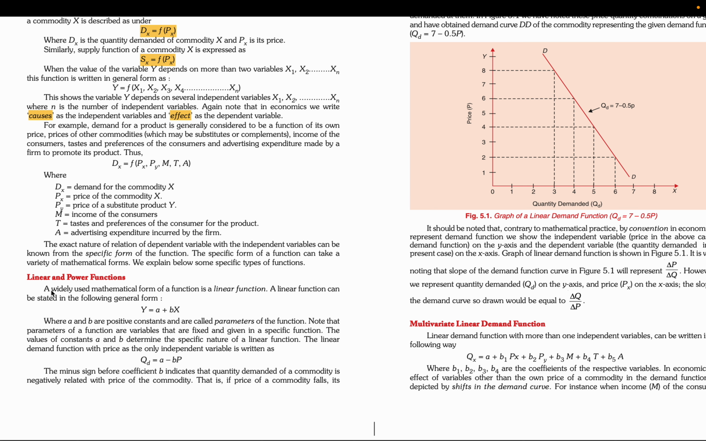Let's take right in. A widely used mathematical form for a function is a linear function. A linear function can be stated in this general form. The general equation of a linear function is y = a + bx, where a and b are positive constants and are called parameters of the function. Note the parameters of functions are variables that are fixed and given in the specific function. The values of constants a and b determine the specific value of a linear function.